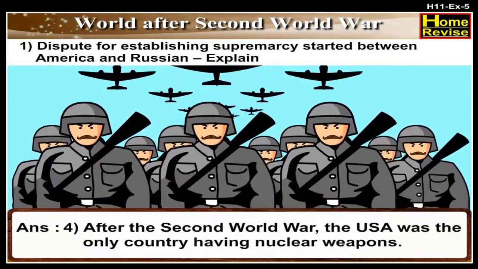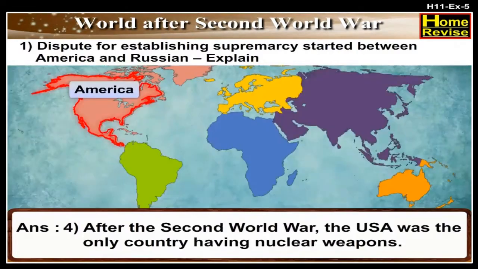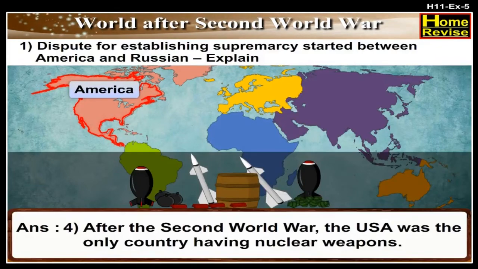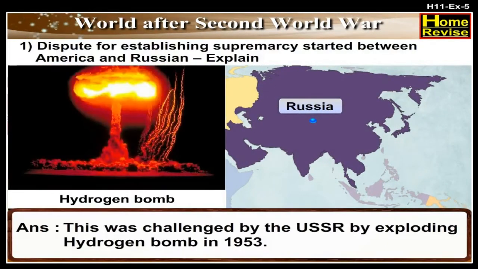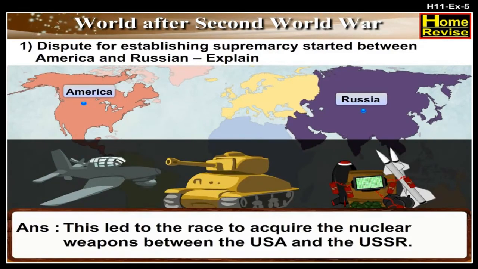Number 4. After the Second World War, the USA was the only country having nuclear weapons. This was challenged by the USSR by exploding hydrogen bomb in 1953. Well, this led to the race to acquire the nuclear weapons between the USA and the USSR.